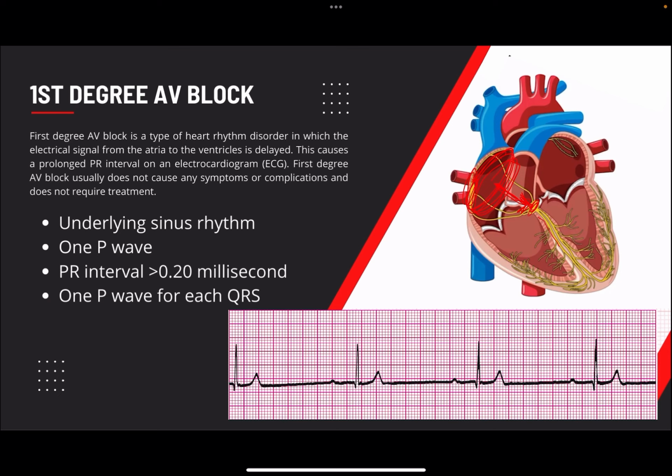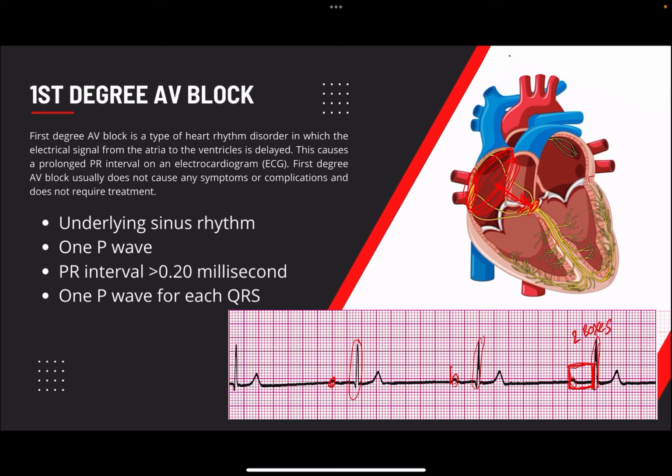There's one P wave every QRS. One P wave, one QRS. The only problem with this one is the PR segment. If you look at the PR segment, so from here to here, that is approximately 2 boxes.